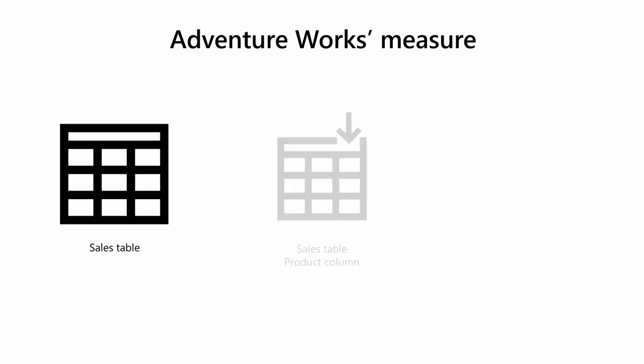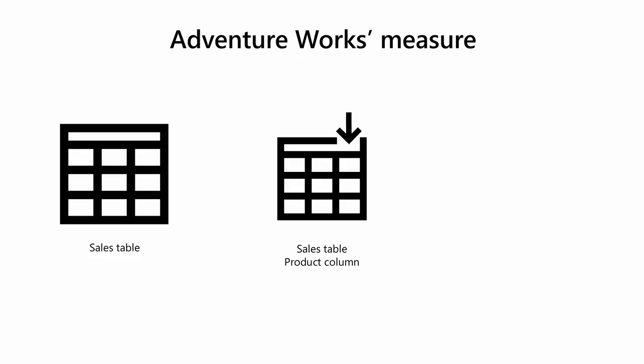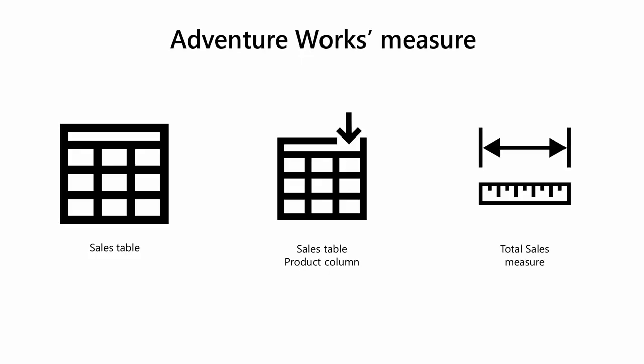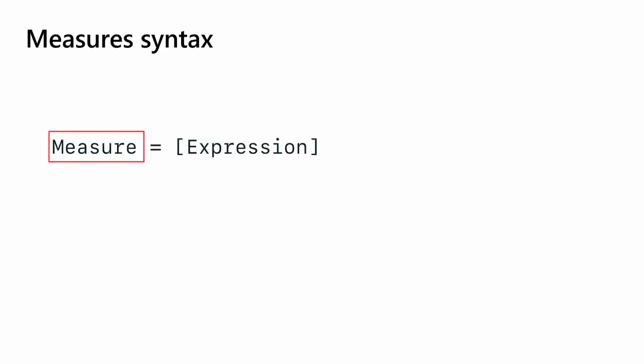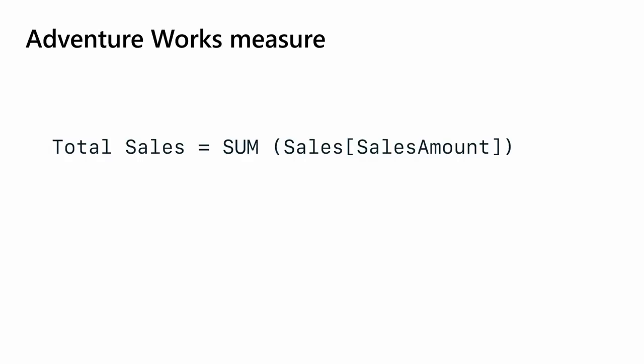In this DAX formula, sales is the original table. Sales product is the product column in the original table. And total sales is the measure AdventureWorks created. Let's take a moment to explore a sample of the syntax used to create such a formula. Begin with the name of your new measure, followed by an equals operator. Then add the required expression that contains the logic of your measure. For example, AdventureWorks can create a new measure called total sales that calculates the total sales amount from the sales table. When executed, this DAX formula will list each product and its total sales.